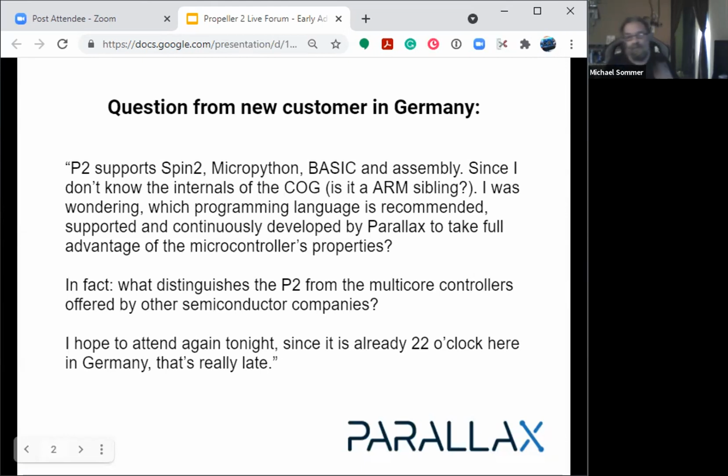So while I would officially say Prop Tool and Peanut, Peanut not being exposed externally, I suppose, are the core, and therefore Spin 2 and PASM 2 are the core languages, Eric's been doing really well, so these other languages will perform well on the processor.